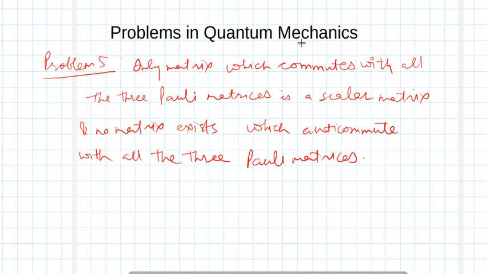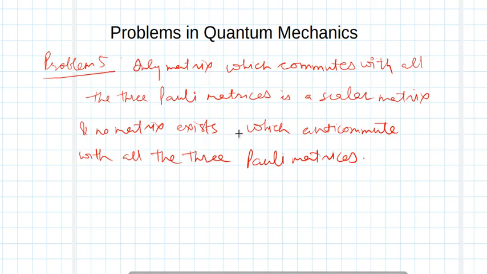So now in this lecture I am going to solve another problem. The problem is that the only matrix which commutes with all the three Pauli matrices is a scalar matrix, and no matrix exists which anti-commutes with all the three Pauli matrices. So let us try to solve this problem.